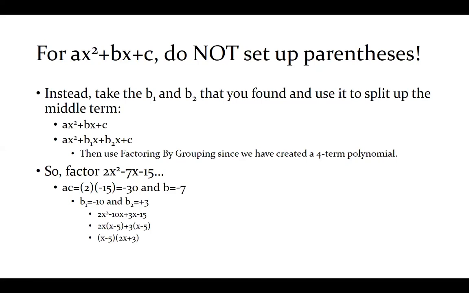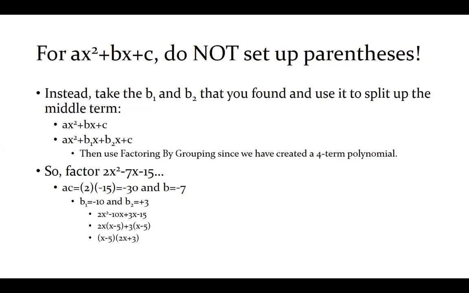So let's take a look at 2x squared minus 7x minus 15. We have to find a times c. That's 2 times negative 15, or negative 30. B is negative 7. So the numbers that multiply to negative 30 and add to negative 7, those are going to be negative 10 and positive 3. It has to be negative 10. It has to be positive 3. That's the only way that it multiplies to negative 30 and adds to negative 7.